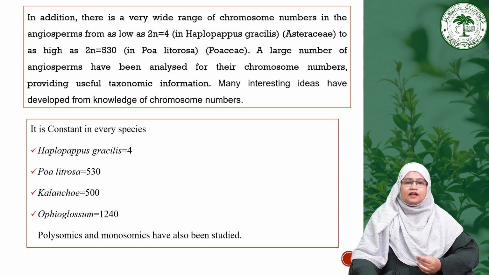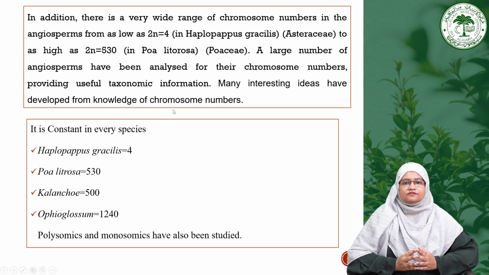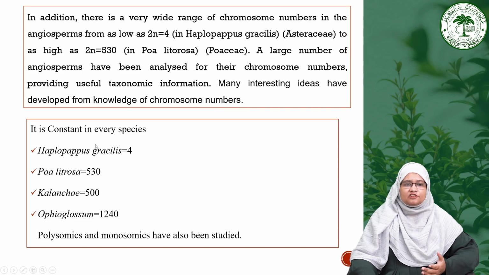So a large number of angiosperms have been analyzed for their chromosome numbers, which provides good information for taxonomy. Many interesting ideas have been developed due to the knowledge of these chromosome numbers. As you can see, different species generally have different numbers of chromosomes.